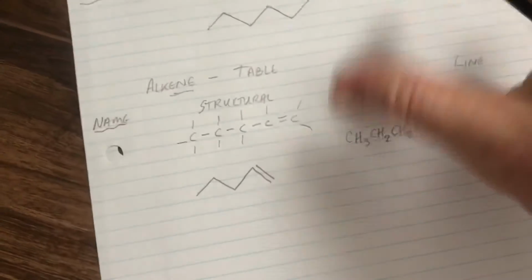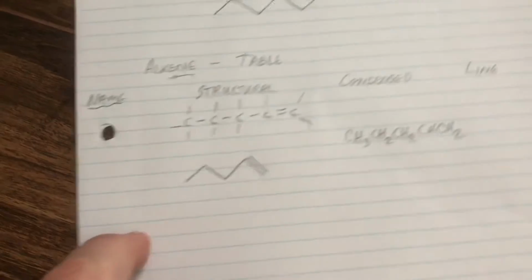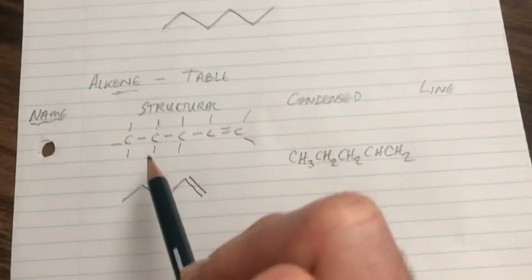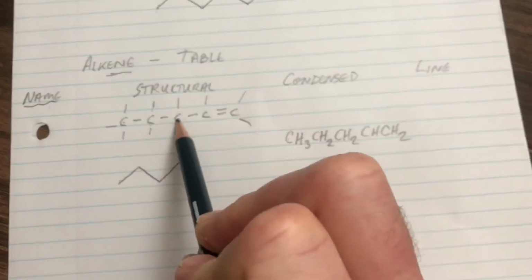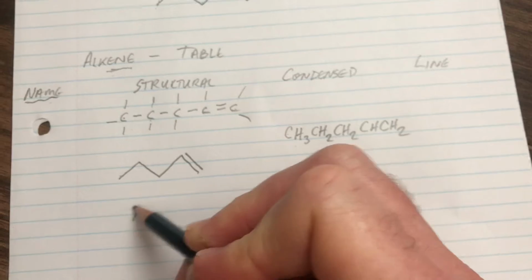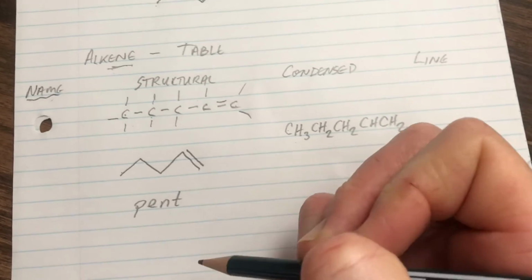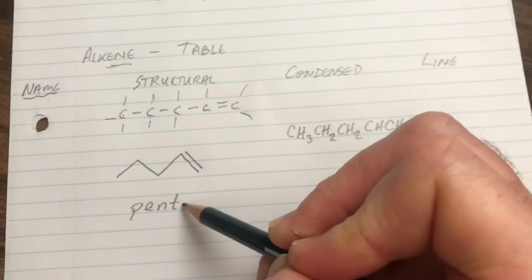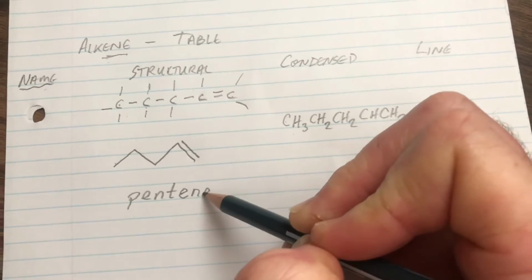And this is where things get a little bit trickier when naming, because we can't just count our number of carbons and throw "ene" on the end. We actually have to tell where that double bond is. So the first thing we can come up with is our root name. We've got 1, 2, 3, 4, 5 carbons. 5 carbons is associated with the root name pent. We also know that there's a double bond somewhere, so that changes the suffix of the name to "ene".